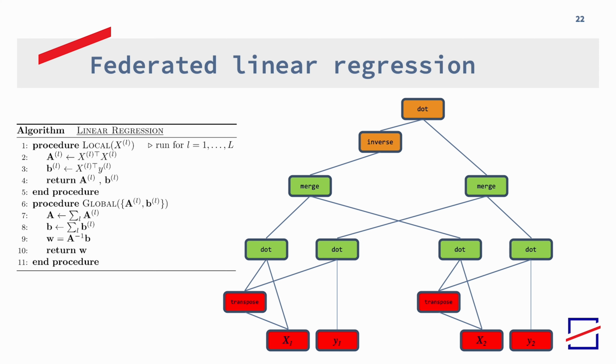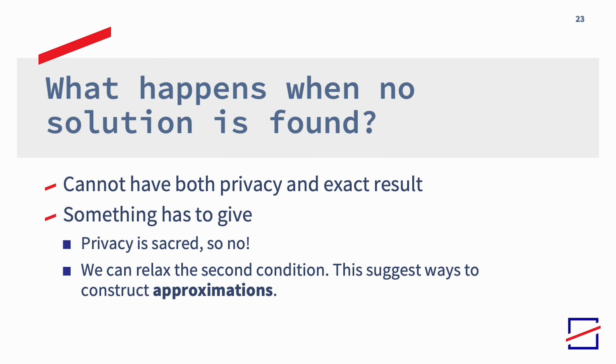Now, one interesting question is what happens if no solution can be found for some algorithm? That means, what if we mark all the non-privacy preserving nodes, all the non-parallelizable nodes, and there are no nodes left as merging candidates? Then obviously we cannot have privacy preserving and exact result at the same time, and something has to give. Of course, we consider the privacy rule to be sacred, so we have to relax the second condition, which is the exactness condition. And that means that we have to find an approximate solution. The graph construction that I presented is able to suggest possible approximations.